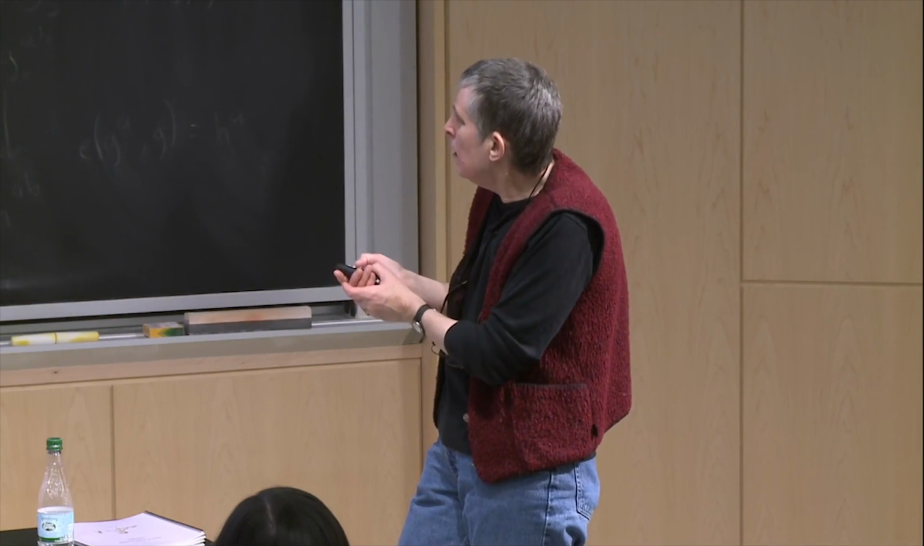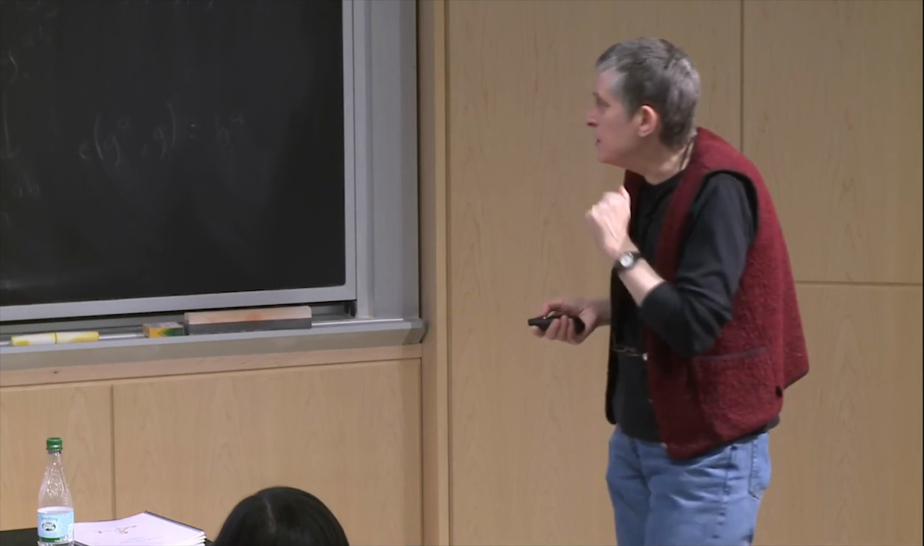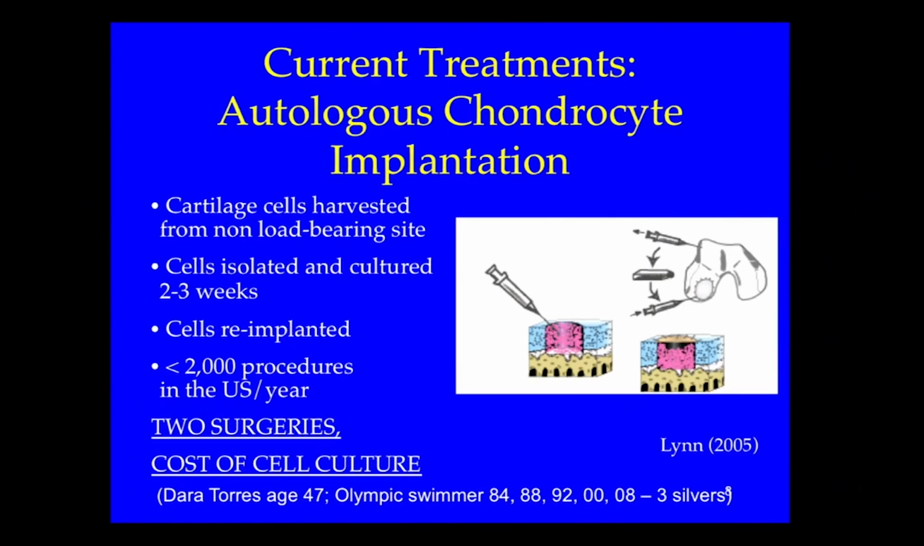Then the most sort of fancy method that they use now is called autologous chondrocyte implantation. So what they do is they harvest cartilage cells from the patient. They then take them to a lab and they culture them for 2 or 3 weeks, and they get them to multiply and proliferate and grow, and then they reimplant the cells.